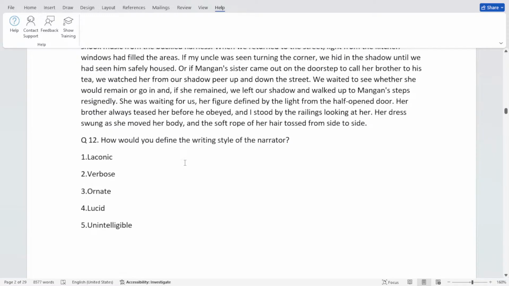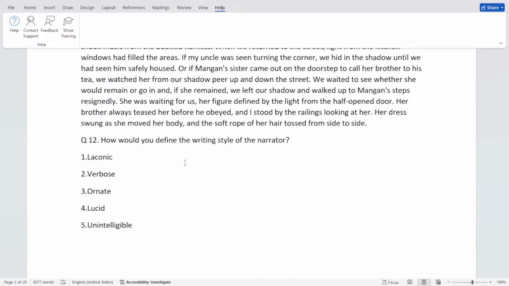How would you define the writing style of the narrator? The passage features rich detail and vivid imagery. The author uses complex sentence structures and advanced vocabulary to craft a highly descriptive narrative. So accordingly, what were the options given?